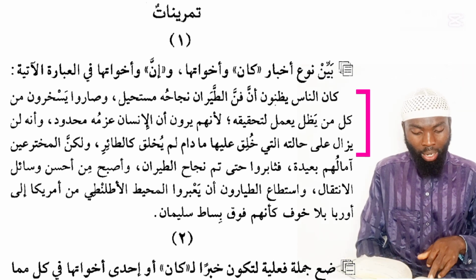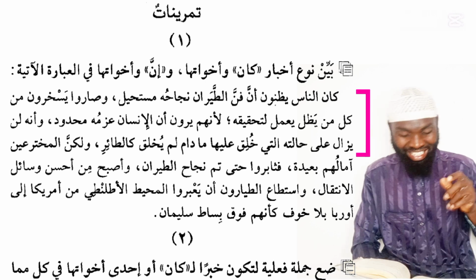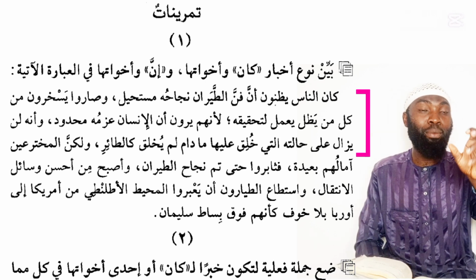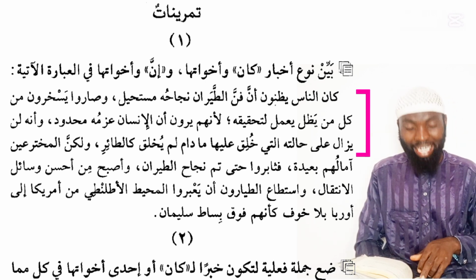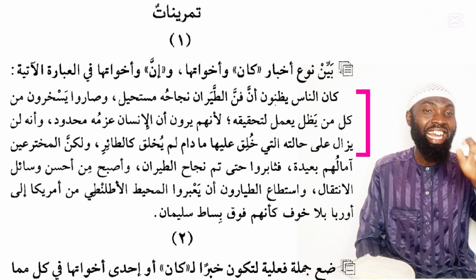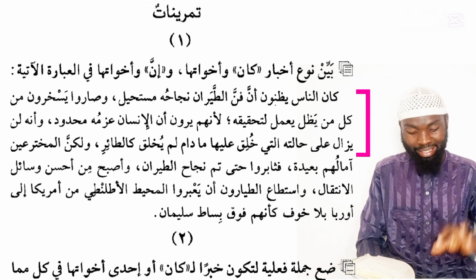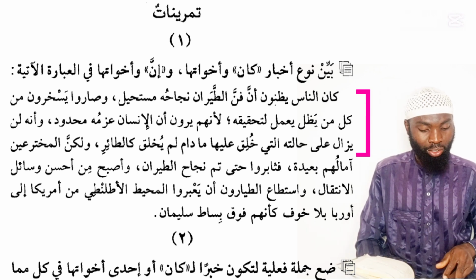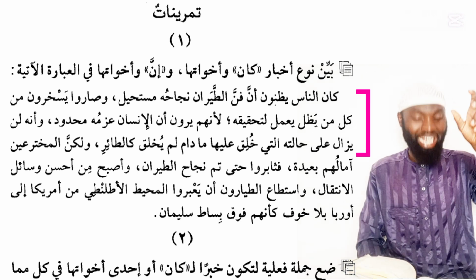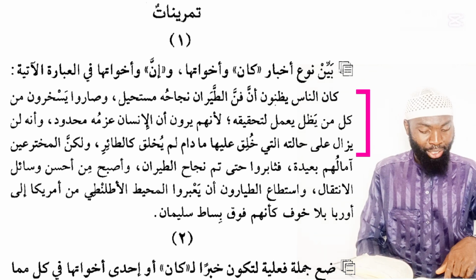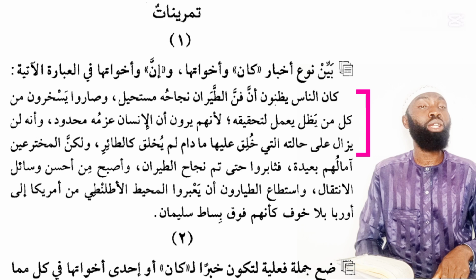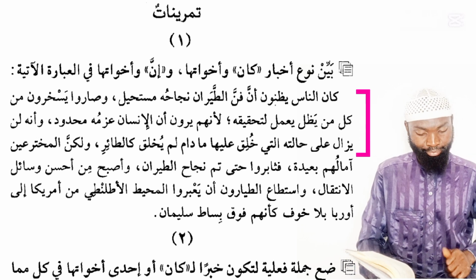So look at it. Wa annahu lan yazala. Yazala here is what? Among the sisters of kana. Ala halatihi. Ala and halatihi, this is jarr and majrur and they are serving as khabar. Allati khuliqa alayha madama. Another sister of kana. Lam yukhlaq. This one is what? A verbal sentence serving as khabar.